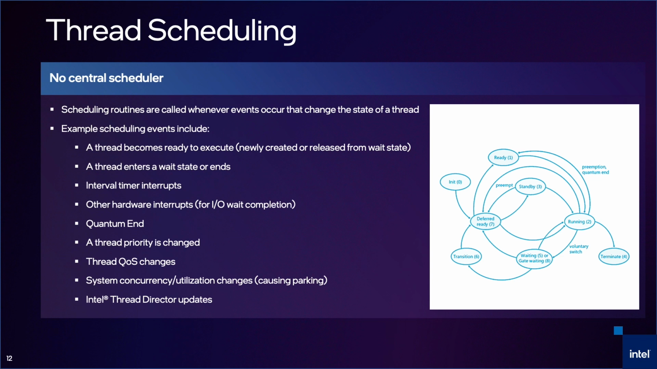These types of events include a thread becoming ready to execute or entering a wait state, OS level interrupts, both timer interrupts and IO completion interrupts. It could be an application-driven event, such as the change of a thread's priority or the change in the thread's quality of service, or it could even be an OS level event, with the OS changing core parking, which we'll talk about later, or Intel's Thread Director providing updates to the OS which likewise cause the OS to reschedule its threads depending on the current situation the hardware finds itself in.